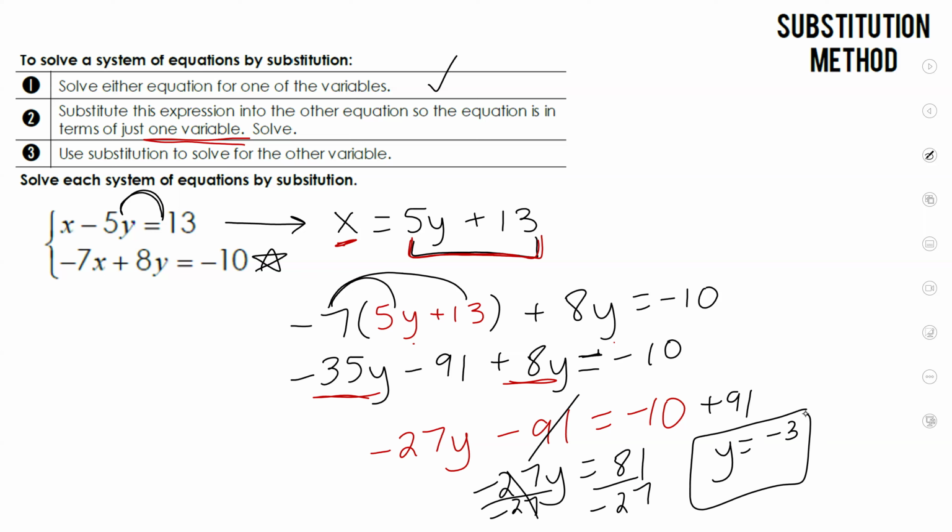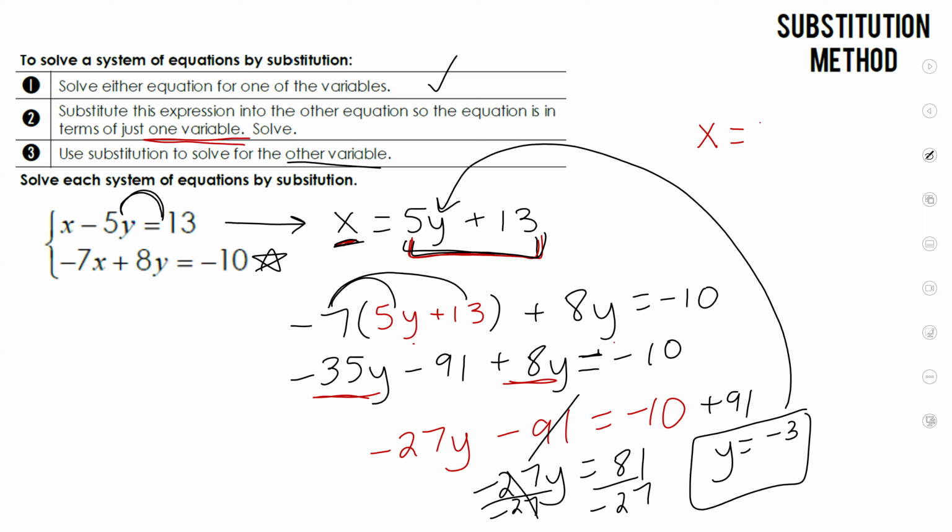Okay, that was step 2. We plugged this into the second problem and we solved. We got our answer. Okay, now the final thing, we need to figure out what x is. So we're going to use substitution again to solve for the other variable. So guys, I'm going to plug this y right into here so we can figure out what x is. So I'll do that math over here.